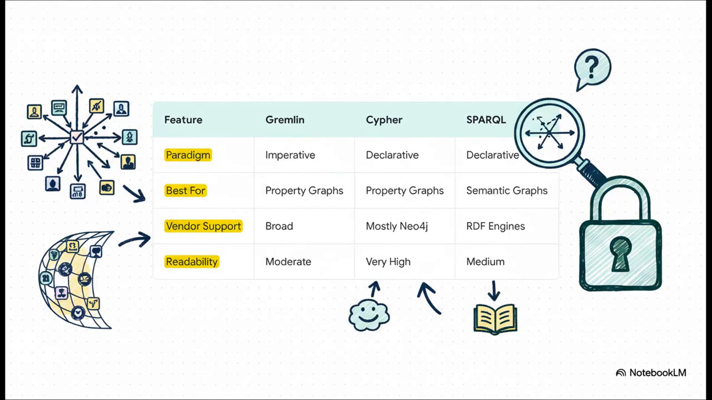Now, to be fair, Gremlin isn't the only graph language out there. Its main alternative is a language called Cypher, which takes a declarative approach. Think of it like ordering a pizza. With Cypher, you just say, I want a pepperoni pizza. You declare what you want. You don't give the chef step-by-step instructions. Gremlin is imperative. You're the chef. You provide the exact recipe. So Cypher is often easier to read, but its vendor support is way narrower. It's mostly tied to Neo4j. The key trade-off, really, is Gremlin's broad support and precise control versus Cypher's readability.